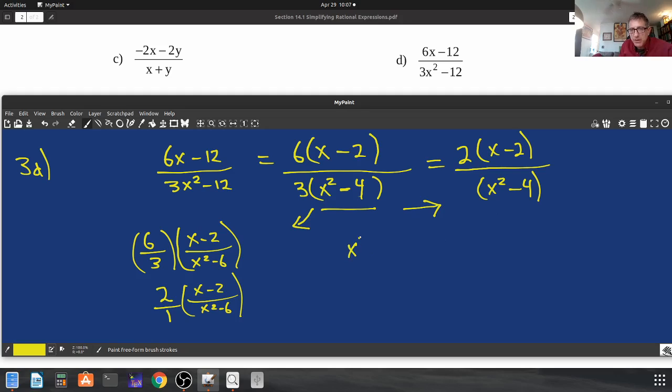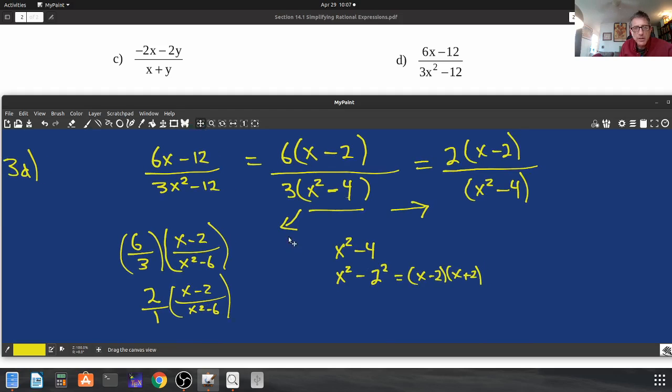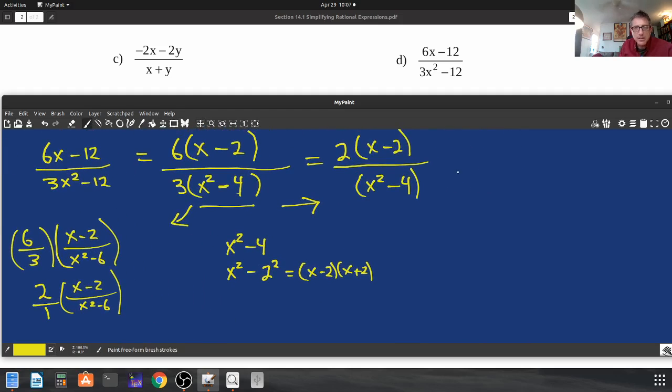So we can factor x squared minus 4, can't we? Because x squared minus 4 is equal to x squared minus 2 squared. So that's a difference of perfect squares. So that means this can be rewritten as 2. Didn't do anything to simplify the numerator, but the denominator is now factored as x minus 2 times x plus 2.